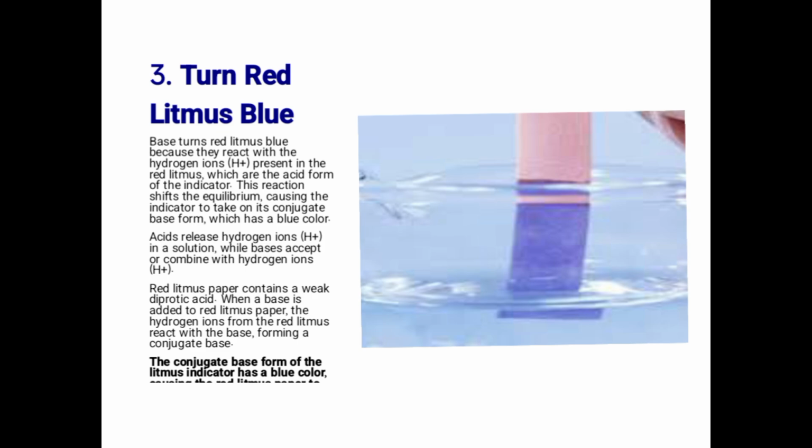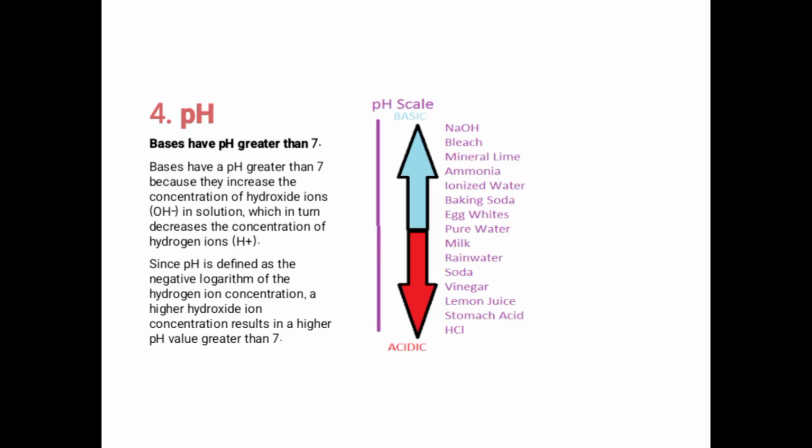So generally, bases turn red litmus paper blue. And then of course they have a pH greater than 7. 7 is neutral, like we have mentioned in the pH scale. So between 8 and 9, we have weakly basic. By 10, we have moderately basic. And between 11 and 14, you have very basic substances.